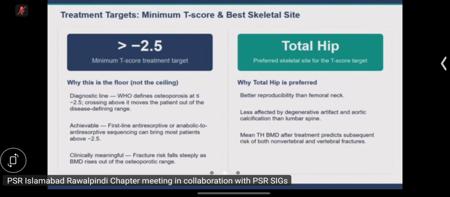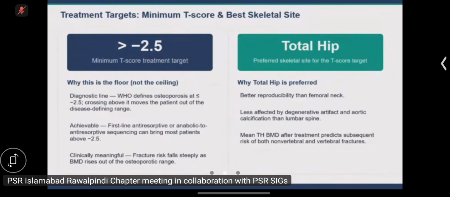And I also talked about assigning a specific BMD level to the patients. So the minimum target T-score for all the patients with osteoporosis should be anything over -2.5. This is because once this target is achieved, they automatically come out of the range of osteoporosis. And the site where we should be looking for this score is the total hip. The reason we have chosen total hip is that we have seen over the years through different studies that mean total hip BMD after treatment predicts the subsequent risk of both non-vertebral and vertebral fractures.